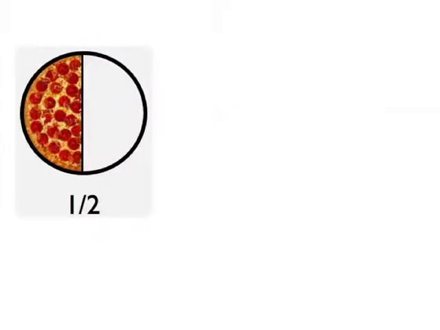So in this example, we see 1/2 of a pizza. The number 1 tells us how many pieces we actually have. You can see that there is 1 piece. And the number 2 tells us that the whole pizza originally had 2 pieces in it. So we have 1 out of 2, or 1/2.